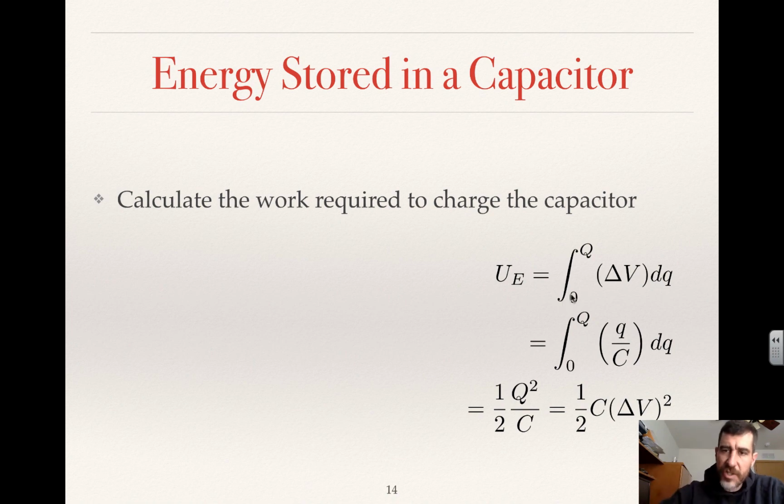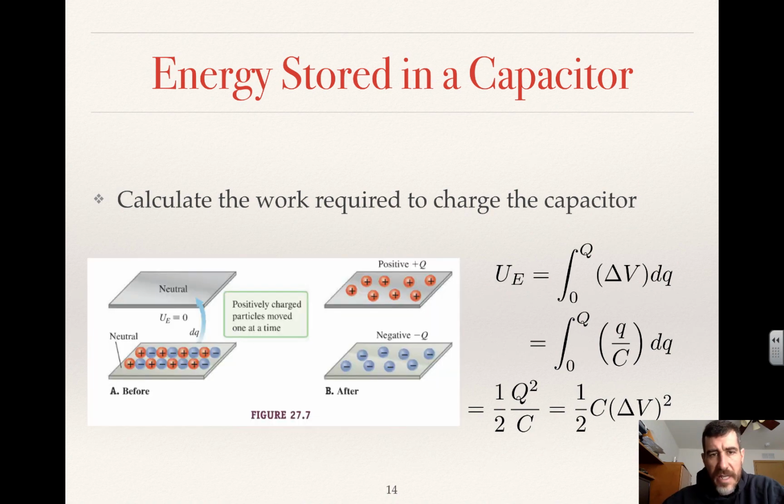Again, you're imagining you're charging up the capacitor, so you start off neutral, and you're slowly moving one charge at a time from one plate to the other. So as you're building up charge, this delta V increases. And delta V for our capacitor, the way we define capacitance, is Q over C. So in the middle here, this is the integral we have to do, the integral of Q over C dQ. And this is just going to be 1/2 Q squared over C. So that's the energy stored in our capacitor, 1/2 times the capacitance times the potential difference squared.